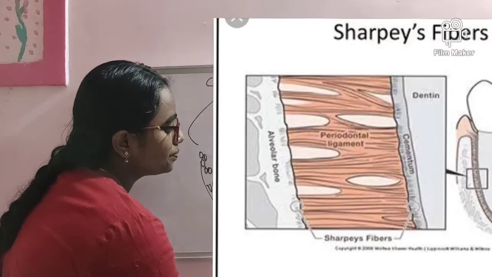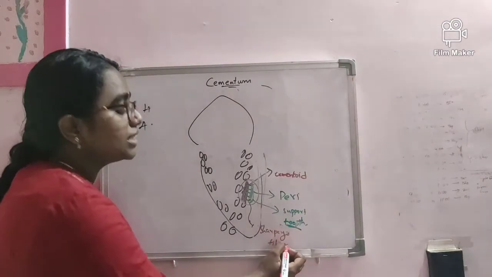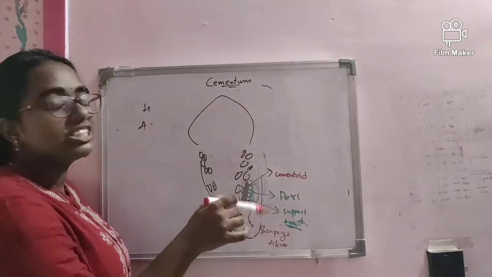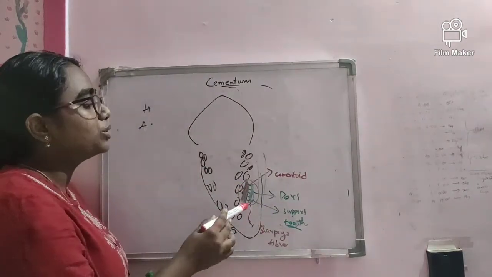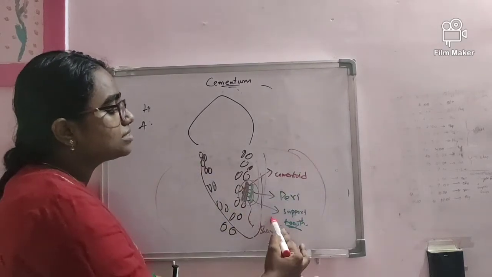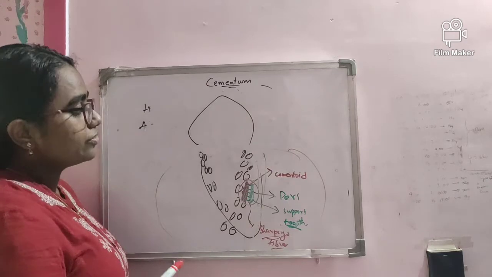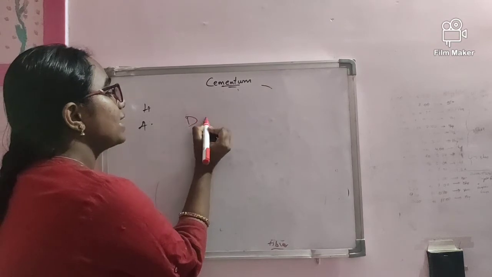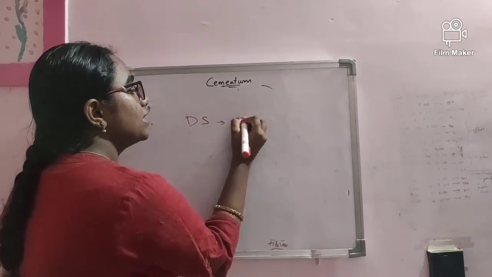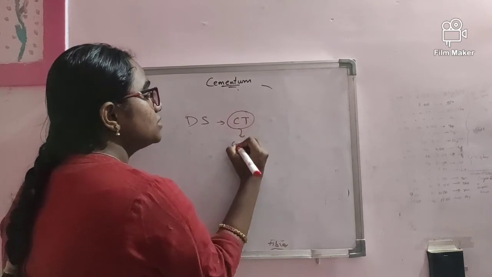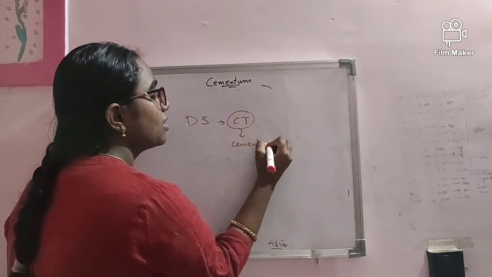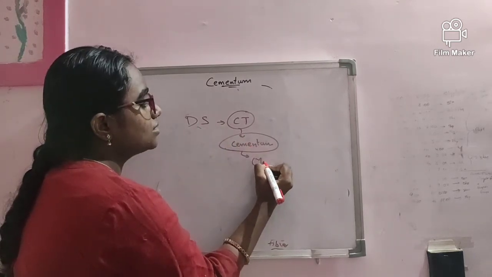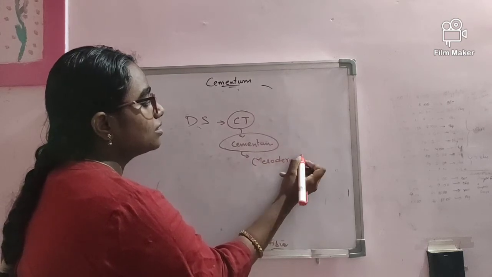Sharpey's fibers, which give support to the tooth. These are actually the periodontal tissue which invade into the uncalcified cementum and give support to the whole root, and these structures are called Sharpey's fibers. I have told you about the dental sac. It's a connective tissue. So the cementum originates from the connective tissue, and it is called a mesodermal tissue.